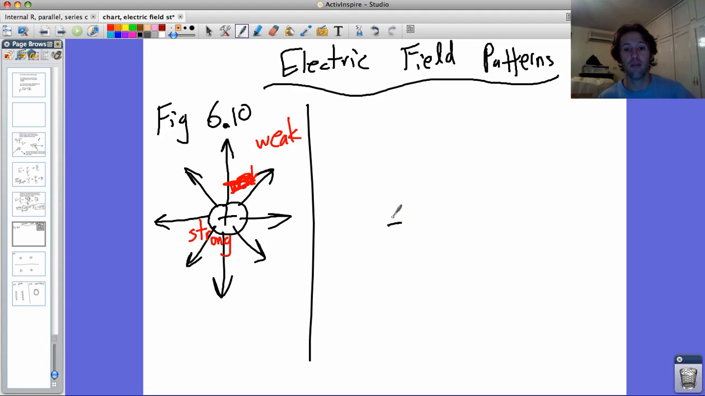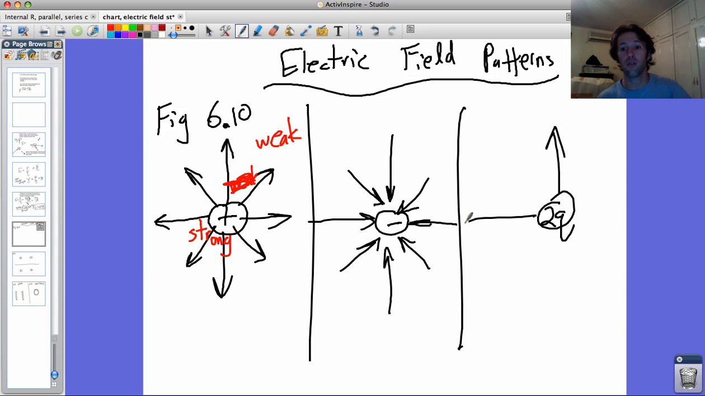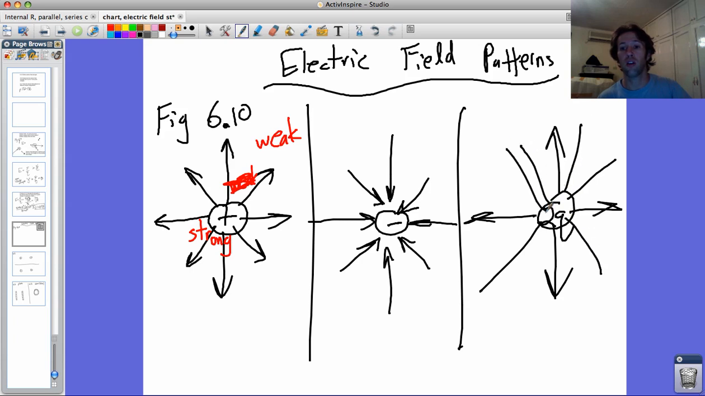If you have a negative point charge, then it's the same thing, it's just they're all directed in. We draw the arrows going in. If you have something that is maybe twice as charged as this guy over here, same thing, you just have to draw more lines and show the higher concentration. It's like a giant spider, the stronger it is.